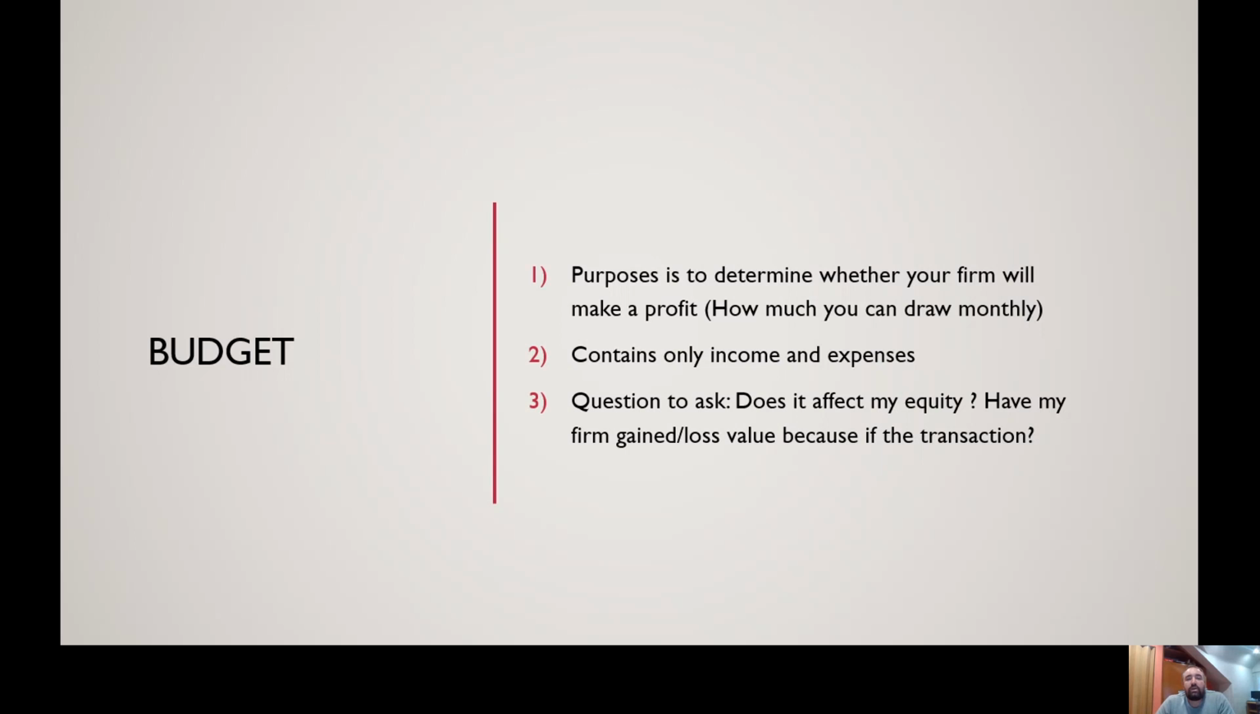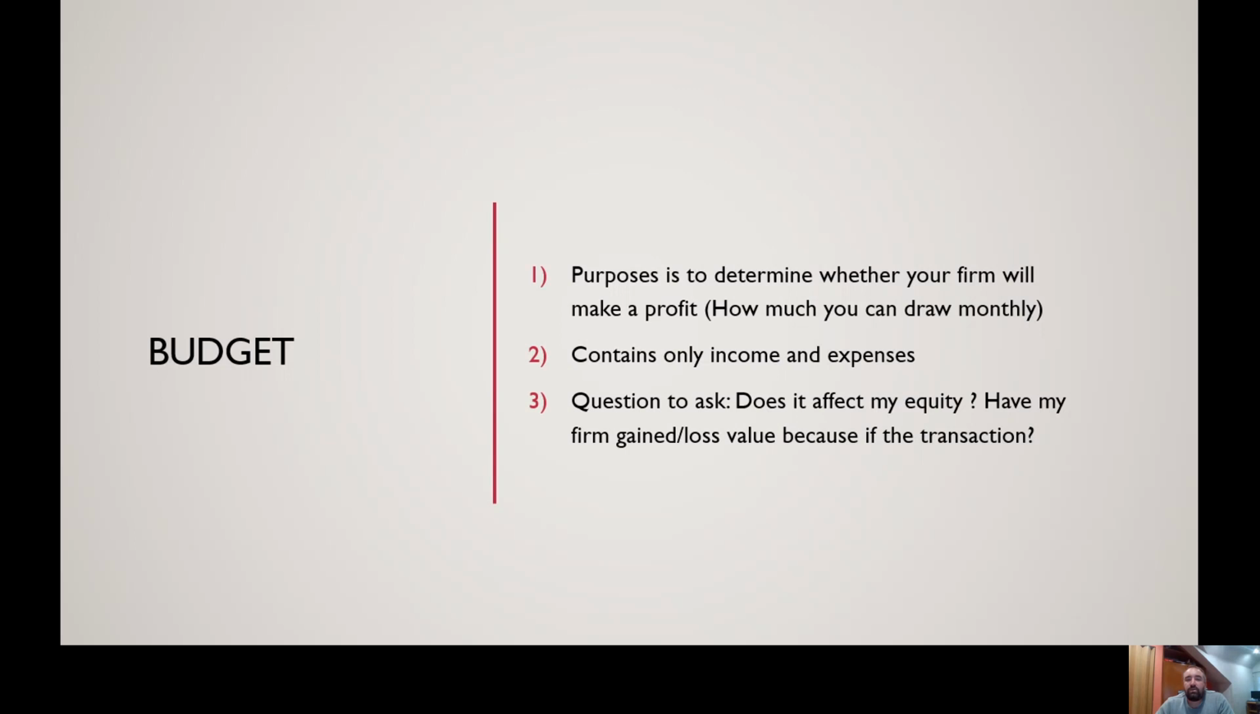Okay, so let's look at our budget. What is the purpose of our budget? The purpose is to determine whether your firm will make a profit, how much you can draw monthly. Okay, so that is simply taking all of your income and expenses into account. So it does not take into account where you generate assets or purchase assets or incur liabilities.